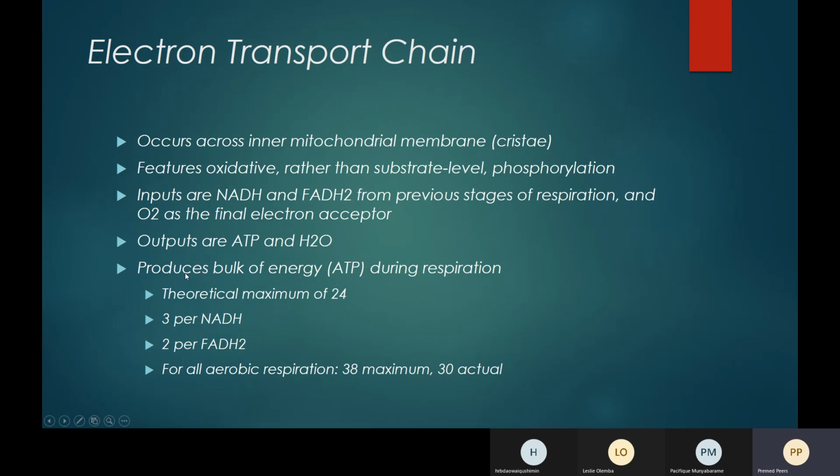As I alluded to before, this is going to give you most of the energy during respiration. So good numbers to know here. A theoretical maximum of 24 ATP from all the NADH and FADH we already made. You get 3 per NADH and you get 2 per FADH. You'll see why in a minute. And then definitely know these numbers. So for the entire process, for completely breaking down glucose with aerobic respiration, theoretical maximum is 38 ATP. Typical, usual number, if they ask for a math question about this, you'd want to say it's 30 ATP.